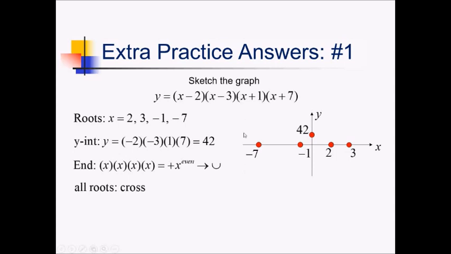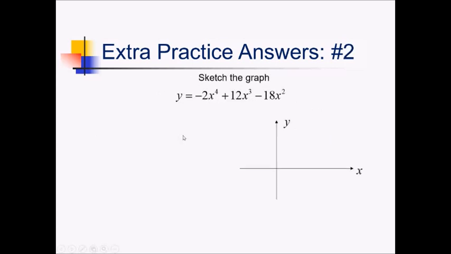So starting above the x-axis, we cross through -7, come down here, cross through -1, go through the y-intercept, cross through 2, come back, cross through 3, and we end up above the x-axis just like the end behavior says we should.